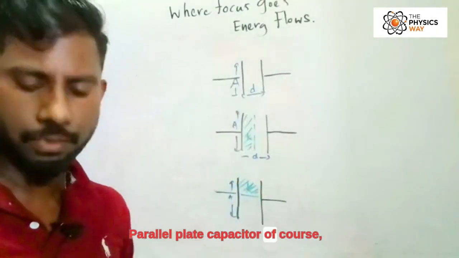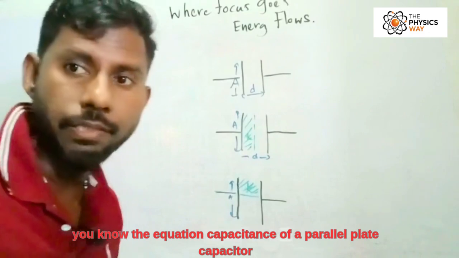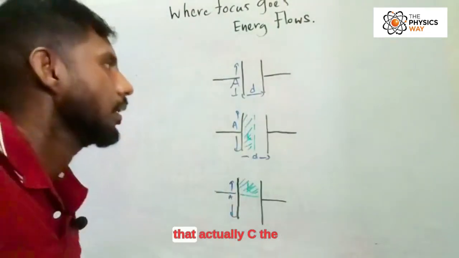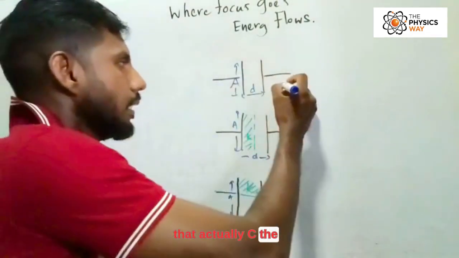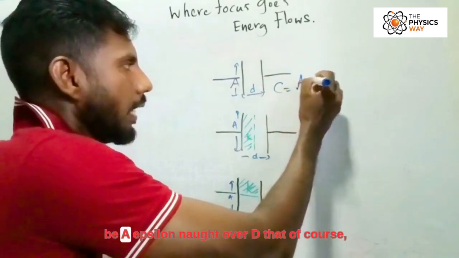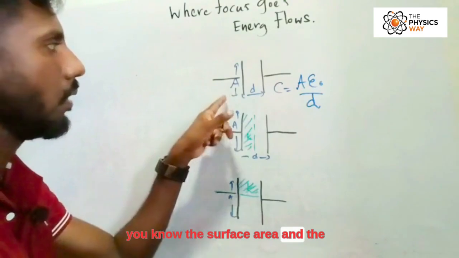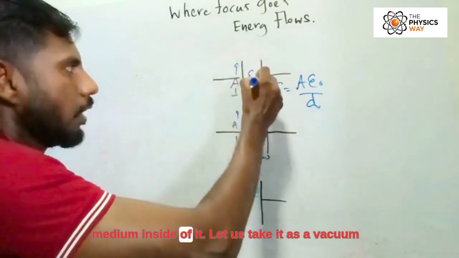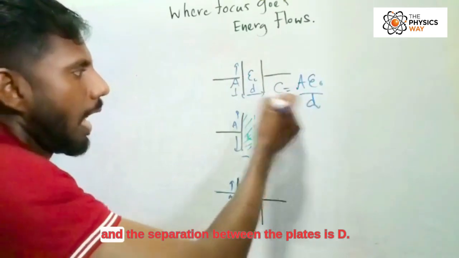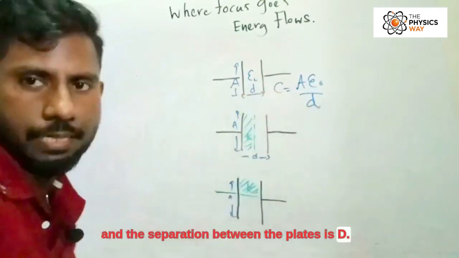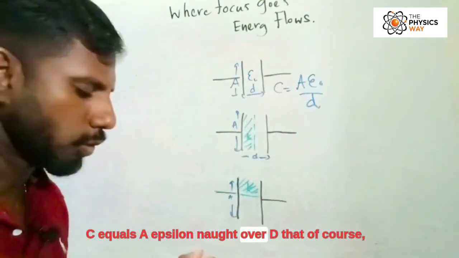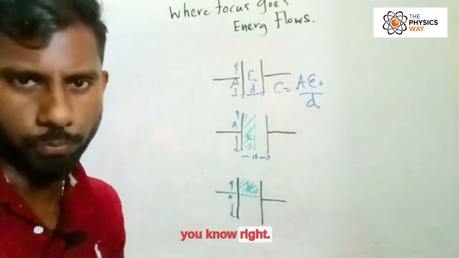Parallel plate capacitor. Of course you know the equation for the capacitance of a parallel plate capacitor: C, the capacitance, equals A epsilon naught over D. That of course you know. A is the surface area, and the medium inside, let's take it as a vacuum, and the separation between the plates is D. So C equals A epsilon naught over D. That of course you know, right?